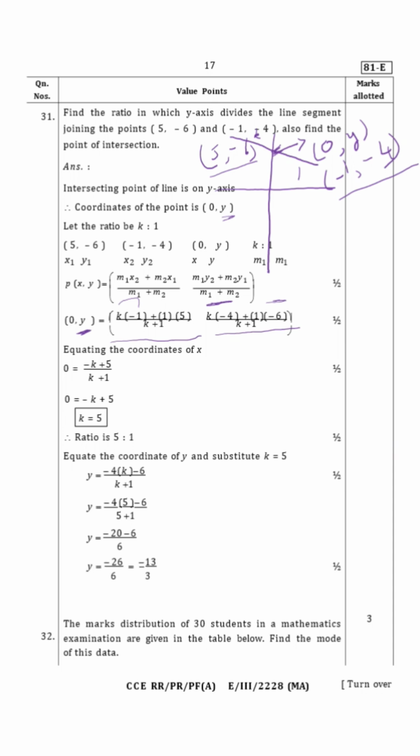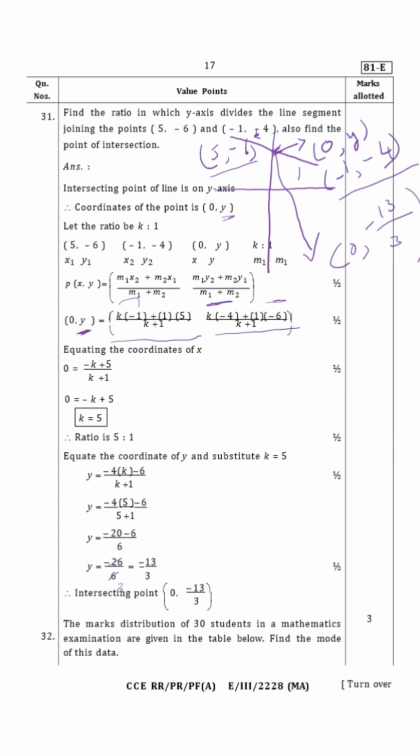That is equal to, 2 3s are 6, 2 13s are 26. So we got y is equal to negative of 13 by 3. So the point of intersection, or intersecting point, is 0 comma minus 13 by 3. This point is 0 comma negative of 13 by 3.